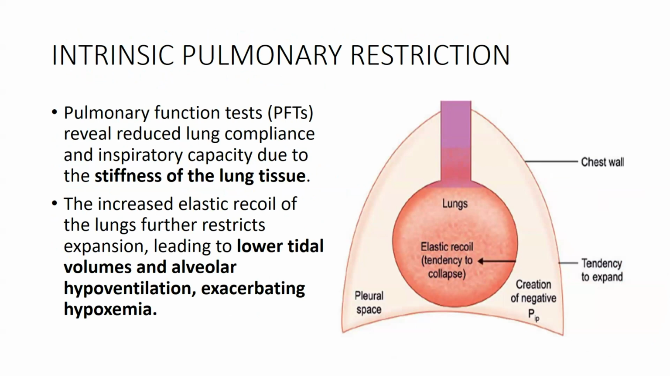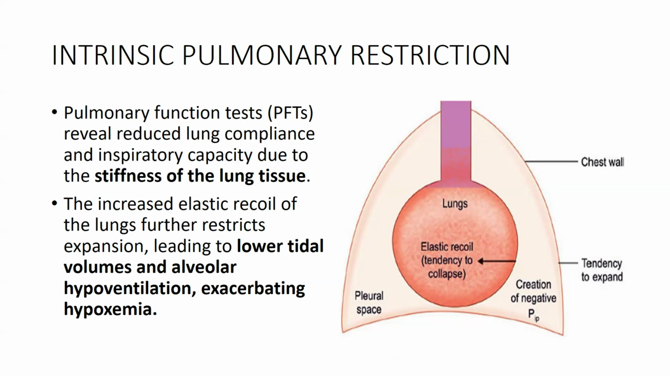Because there is increased stiffness of the lung. We have increased stiffness at the alveolar level. So the alveoli have increased elastic recoil, which means they'll collapse more readily. And when they're collapsing more readily, that means this patient is going to be unable to maintain higher tidal volumes, which is going to mean a lower alveolar ventilation and worsening hypoxemia.